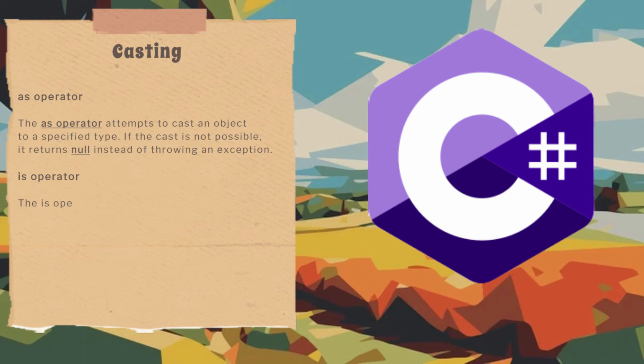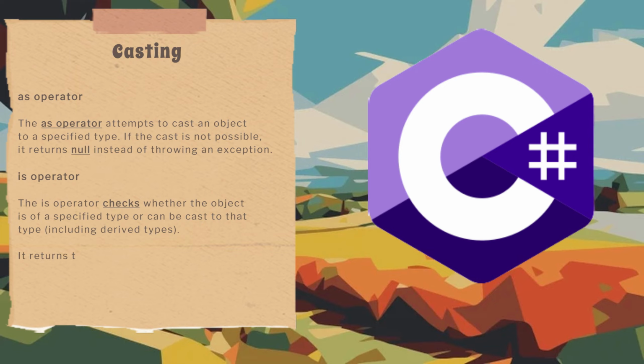The is operator checks whether the object is of a specified type or can be cast to that type, including derived types. It returns true if the object is an instance of the specified type or of any type derived from it.